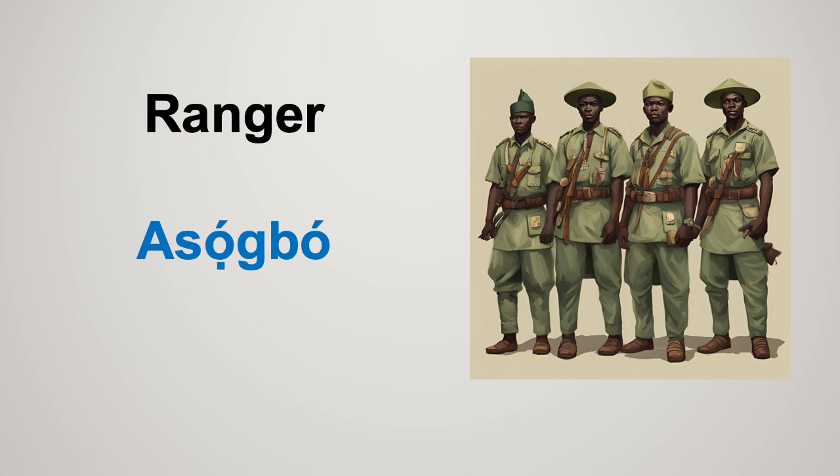So this word is comprised of three words. Asogbo. A, in this case, signifies a person. So signifies to monitor or take care or to secure. Bo is from igbo, which is forest. In Yoruba, igbo means forest. So the person that takes care of a forest is called asogbo in Yoruba, and that's ranger.